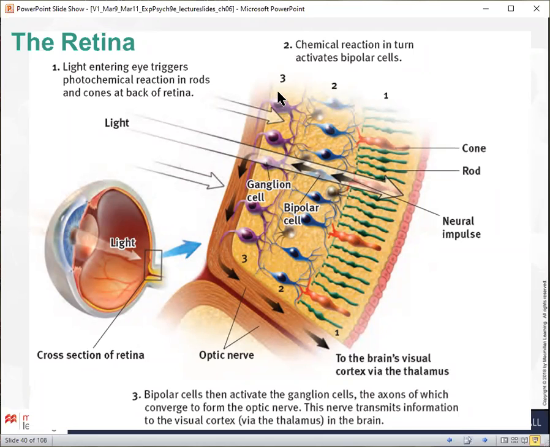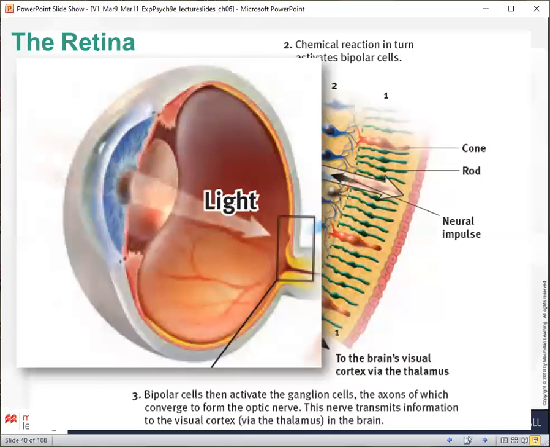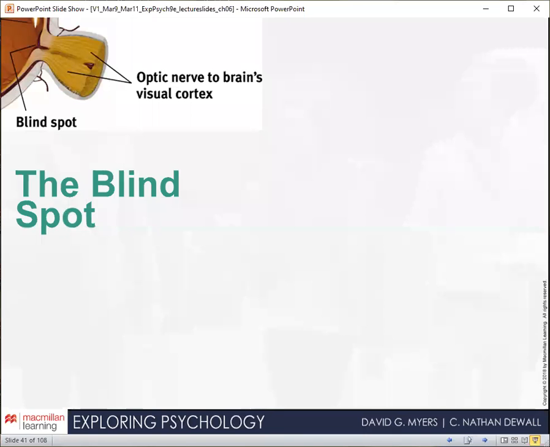Please note that when this optic nerve leaves here, there's no retina, no specialized receptor cells at this location. Therefore, this area here does not have the ability to see anything. It does not have the equipment to do so. Therefore, we refer to this area ultimately as the blind spot. So again, we have the optic nerve here, and this is the blind spot.